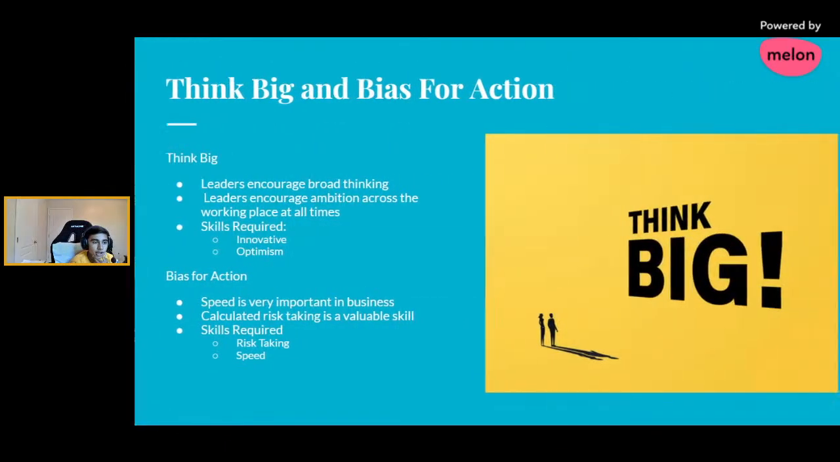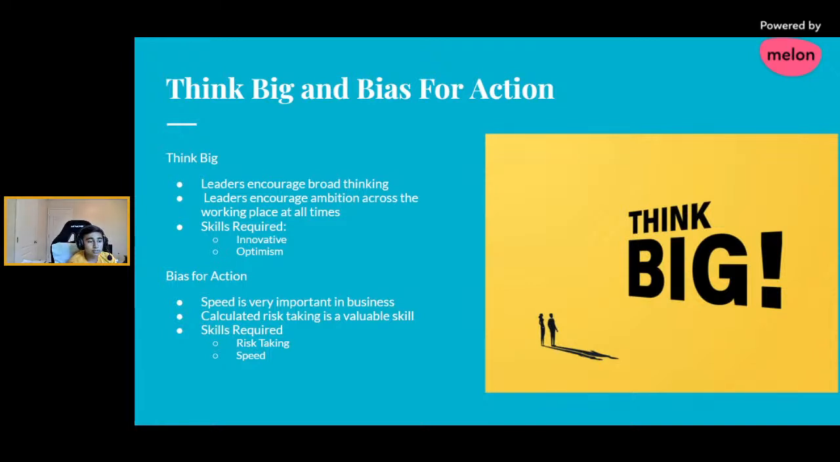Thinking big and biasing for action. So, thinking big, leaders encourage broad thinking and they encourage ambition across the workplace at all times. The skills required for this are the ability to be innovative and optimistic. And biasing for action. Speed is very important in business. Calculated risk taking is a valuable skill, and the skills required for this are risk taking and speed.